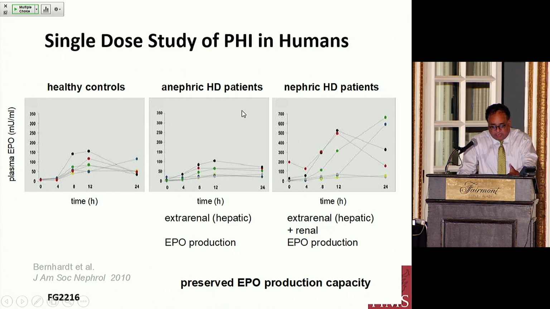A single dose study, this was published in JASN, in healthy controls, you see that plasma EPO levels go up. They go up in anephric hemodialysis patients without kidneys. And in nephric dialysis patients, they go up even more because you still, in addition to the liver, you still get some production of erythropoietin from the kidney. So we now have an agent that can activate the production of endogenous erythropoietin. How cool is that, right?